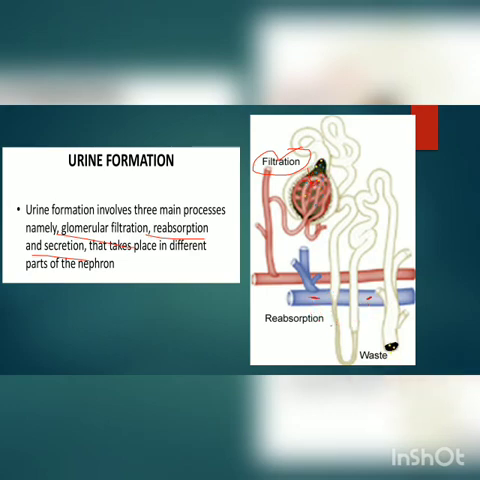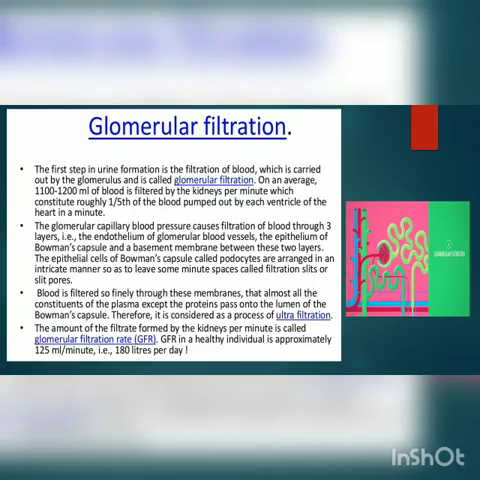renal tubular part of the nephron, that means the renal tubule, where the reabsorption of the beneficial substances takes place, and the waste substances are secreted in the tubule. So we will study all 3 processes here. Glomerular filtration is the first step in urine formation.